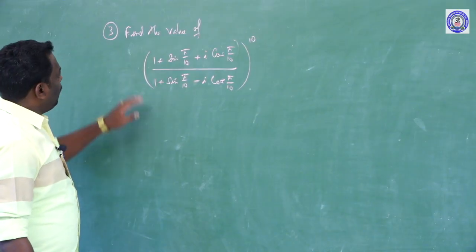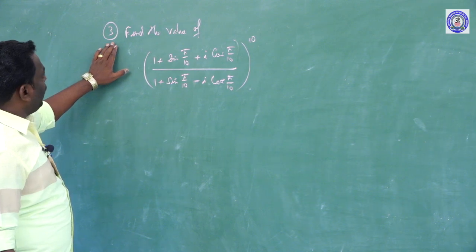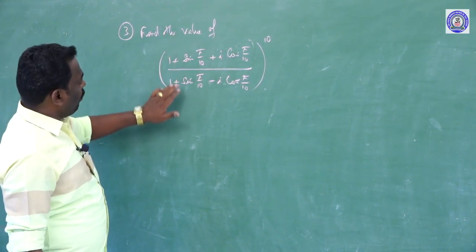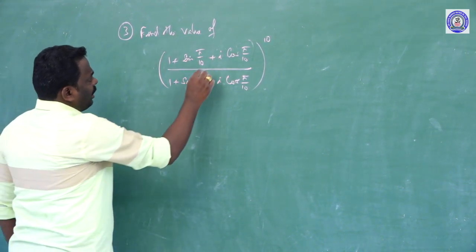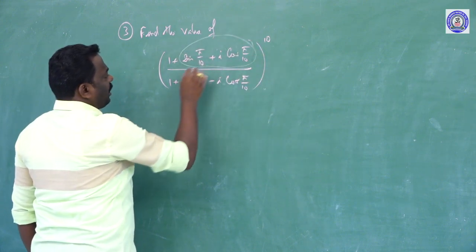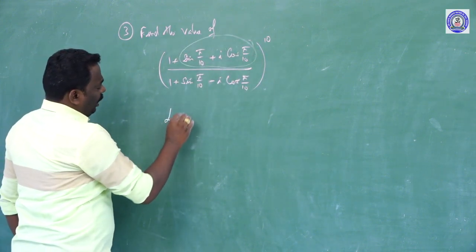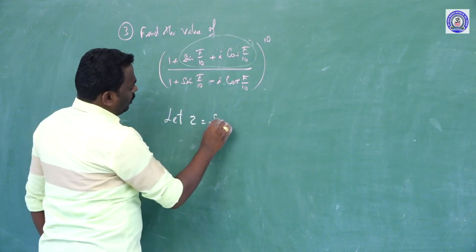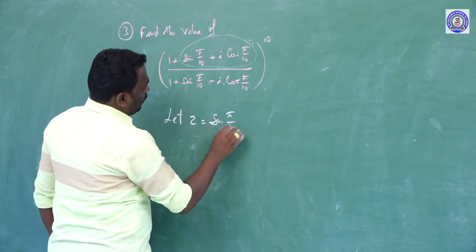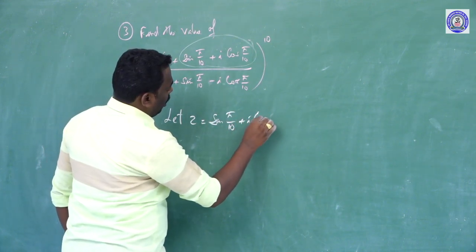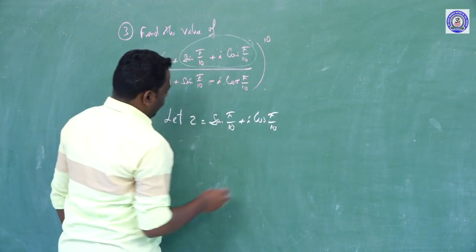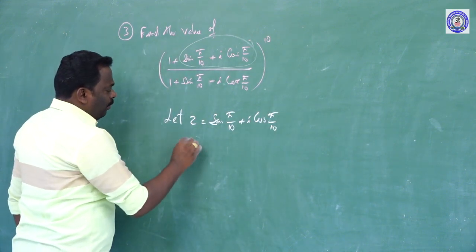With the same method, another exercise problem, 2.8, the third one: find the value of the expression. Again we consider this term as z. Let z equal sin(π/10) + i cos(π/10). So what is z bar?